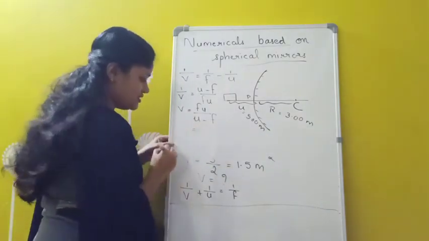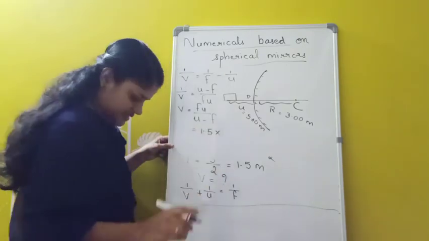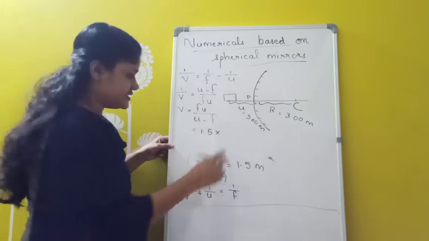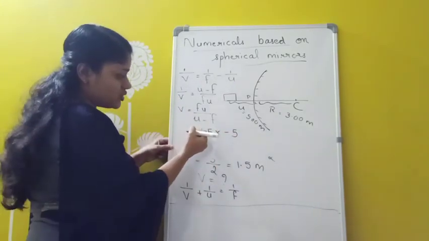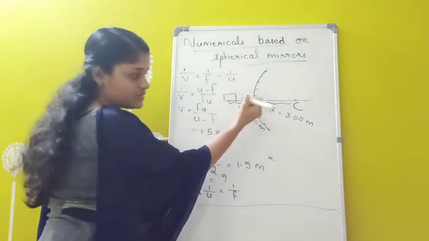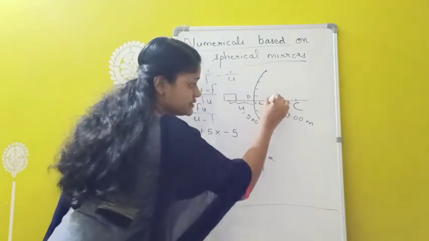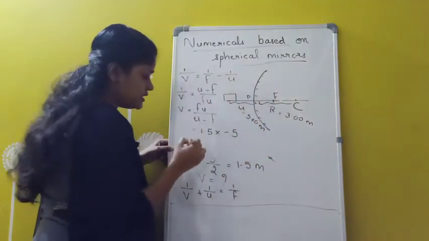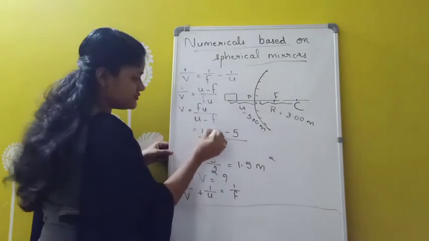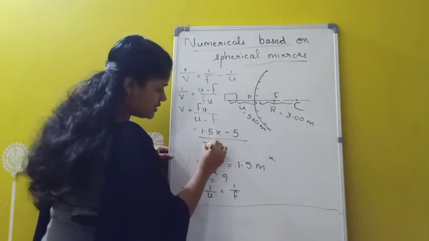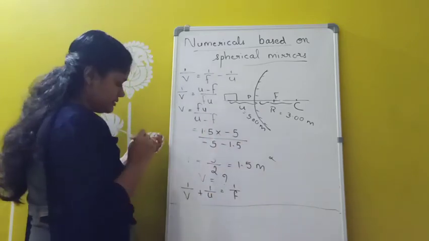v equals f, which is how much? Focal length is 1.5. So 1.5 into u, which I already told you is minus 5, since u is always minus. And the focal length is plus only, because for a convex mirror the focus comes behind the mirror, so this f is positive. Then fu divided by u minus f. u is how much here? Minus 5. Minus 5 minus f, which is 1.5. Clear?